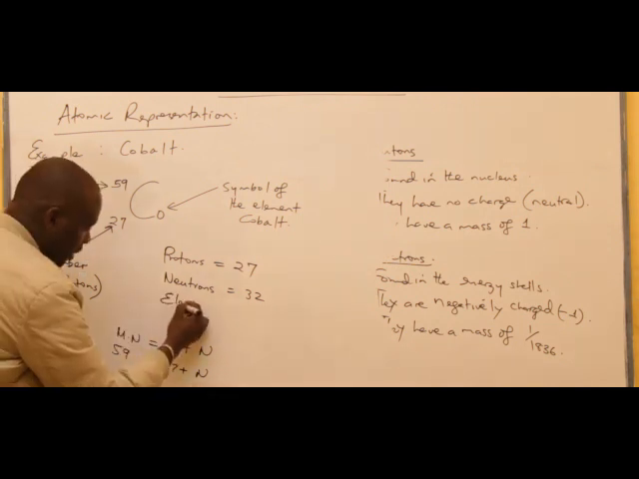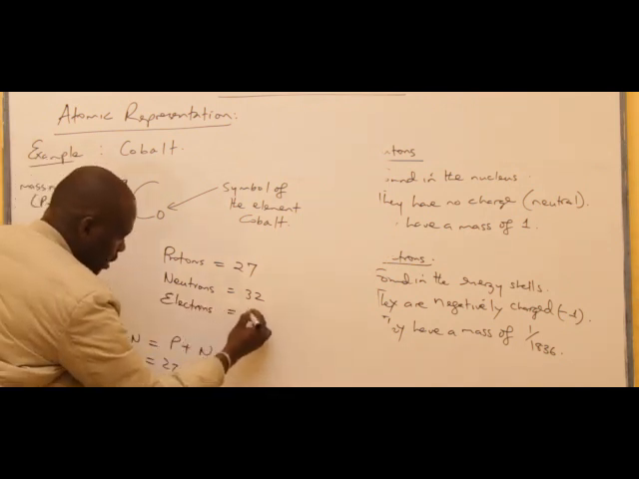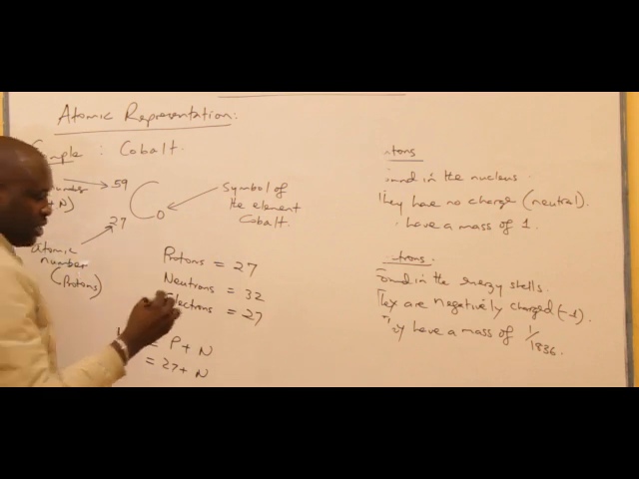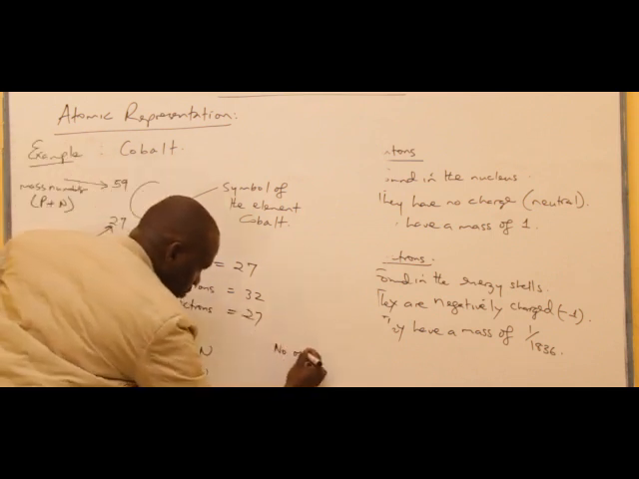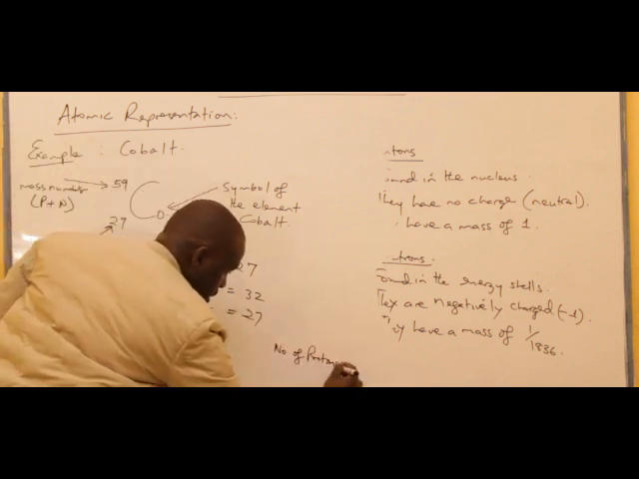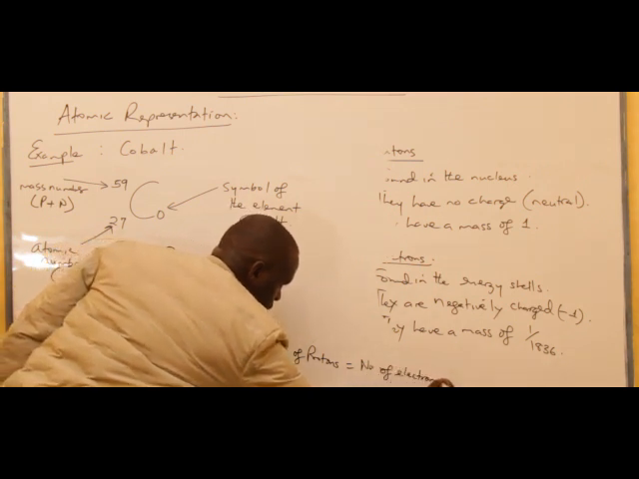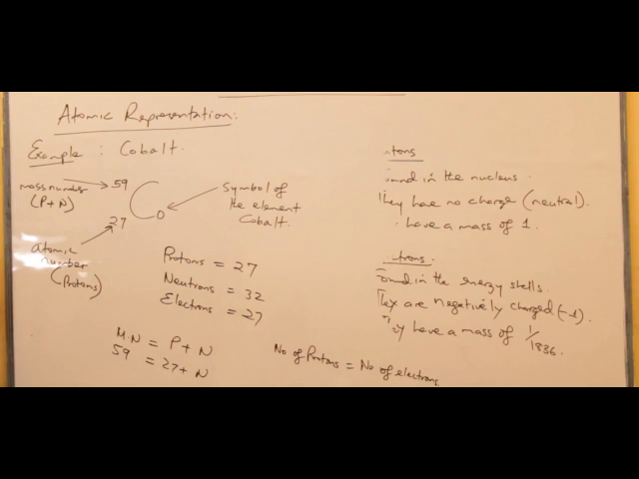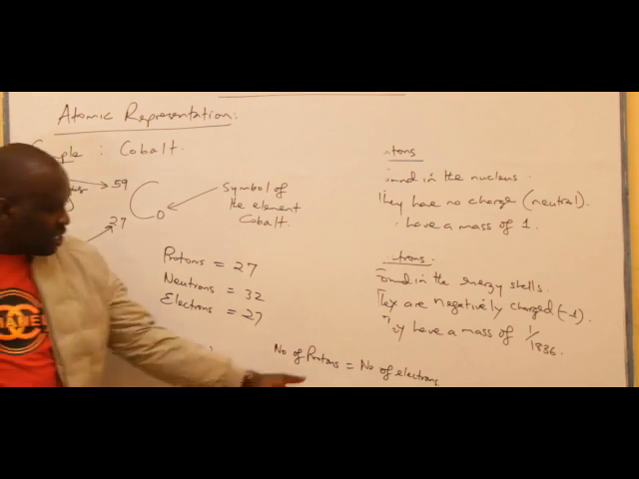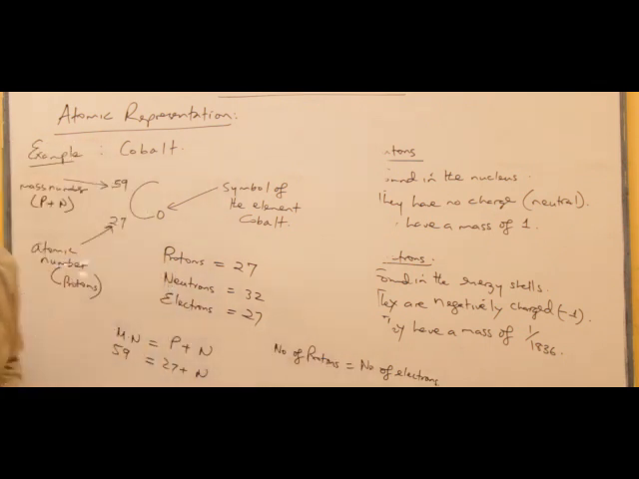And then the number of electrons is equal to 27. Why 27? The number of protons is equal to the number of electrons. The number of protons is equal to the number of electrons. So if the protons are 27, definitely the electrons will also be 27. That is what we call atomic representation.